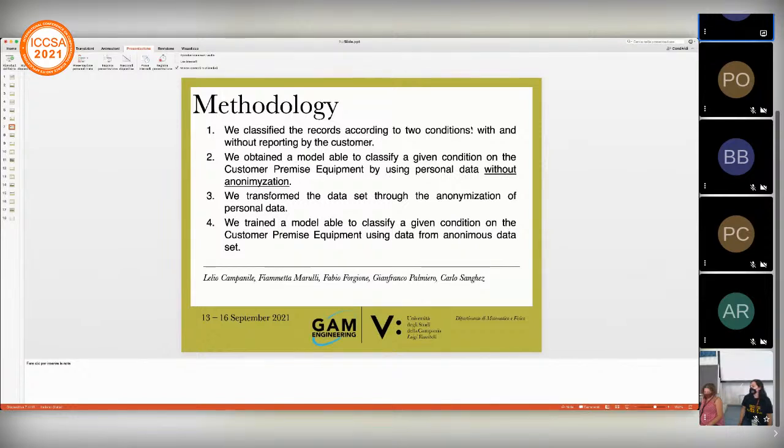Then we tried to transform the data using different techniques in order to anonymize the personal data. And then we trained a model able to classify a given condition on the customer premise equipment using, this time, only data without sensitive information. The problem is now, what about performance? What about the success rate in terms of prediction of anomalies?